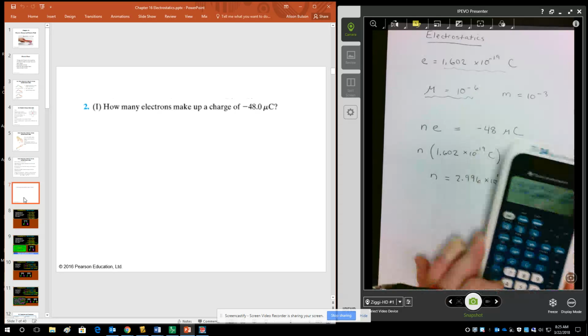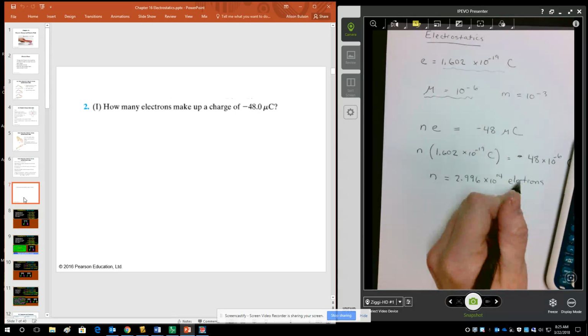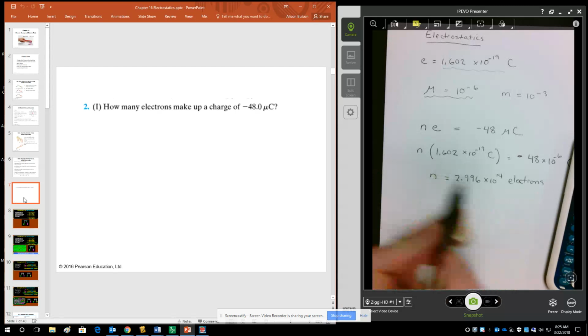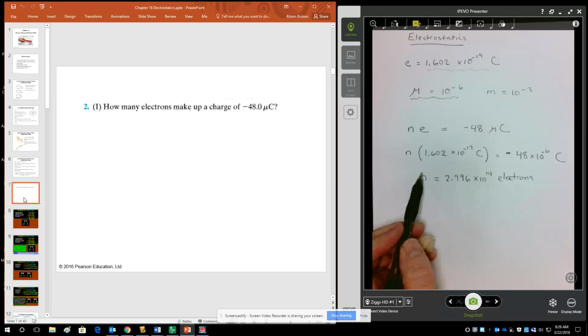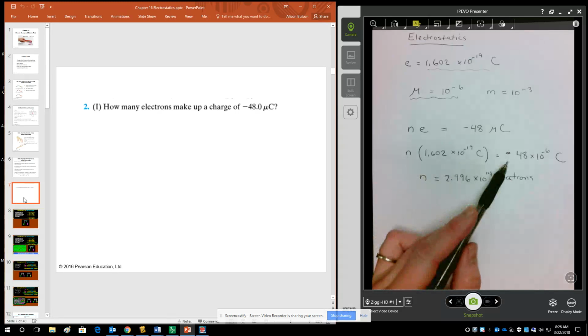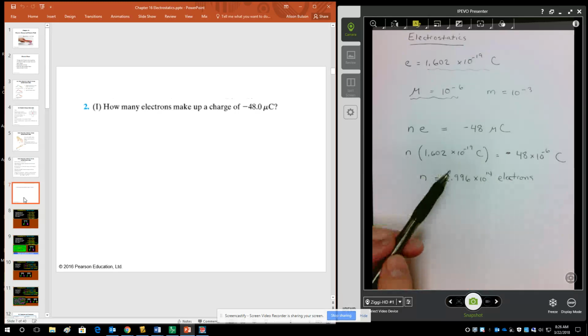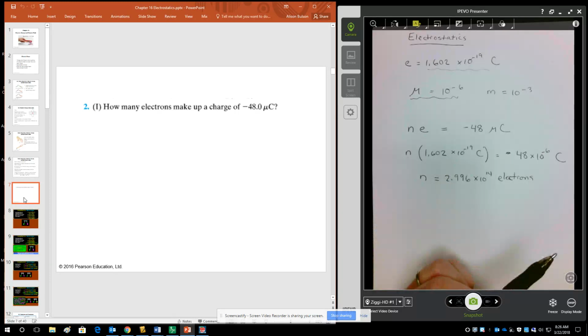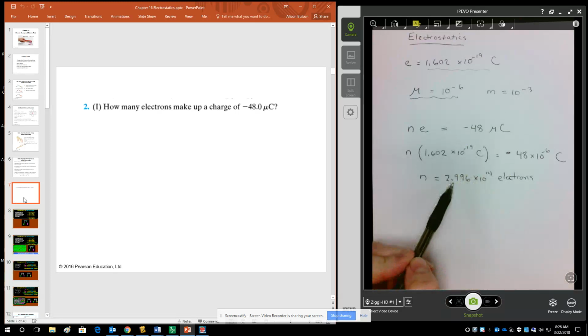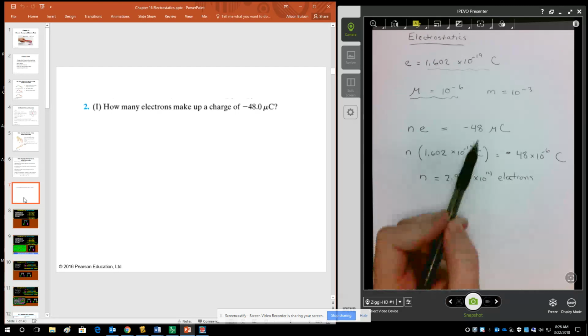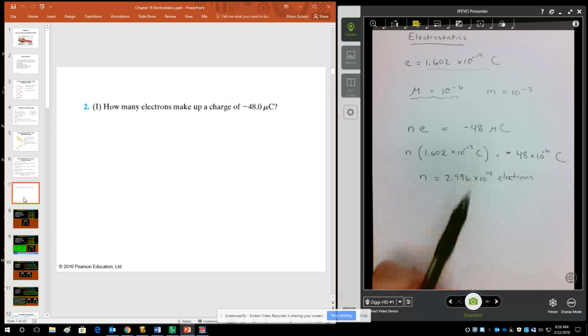We don't really care that much about the details of how many electrons. The big idea is whole numbers of electrons are what make up total charge. And we can figure out how many electrons there are by dividing the total charge by the charge of a single electron. I think a takeaway from this also is 48 microcoulombs is actually quite a bit of charge. And so we're looking at 3 times 10 to the 14th electrons to make up a pretty small amount of charge. It takes a boatload of electrons to make up measurable amounts of charge.